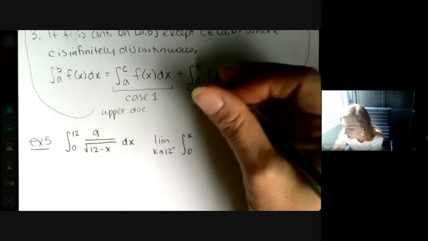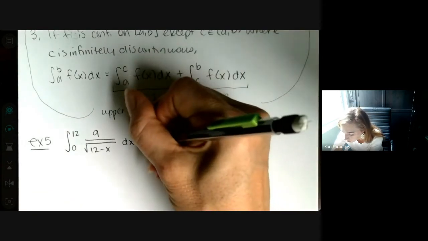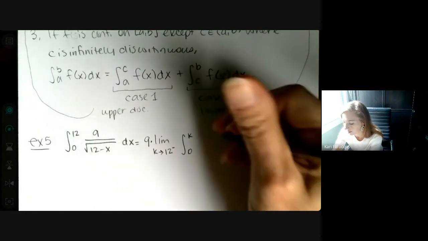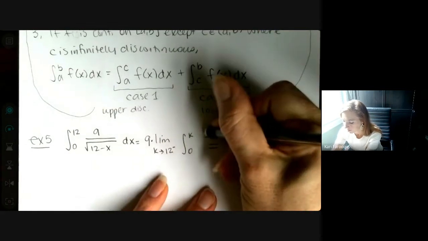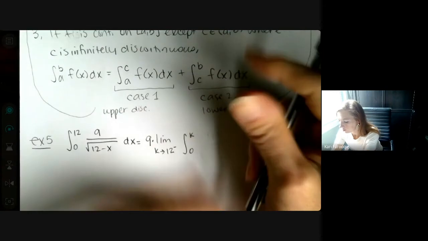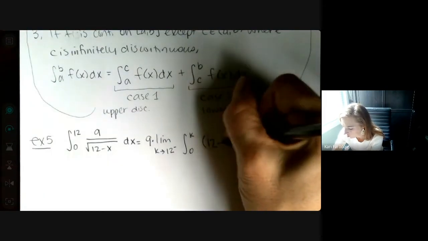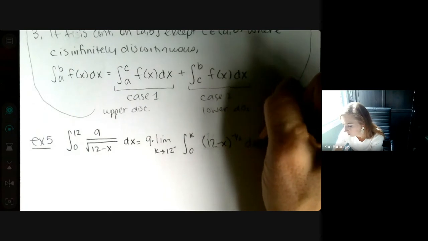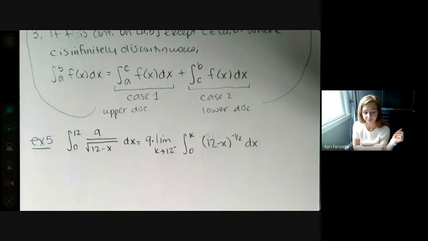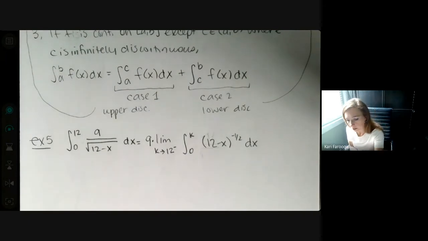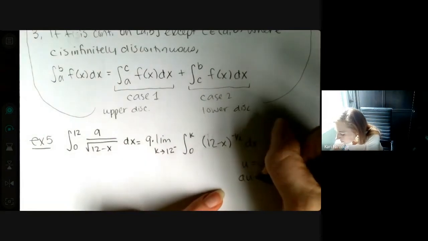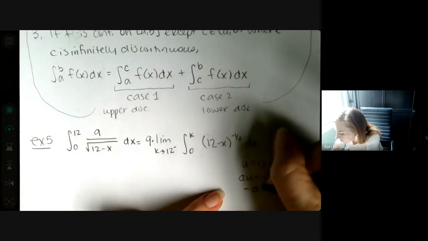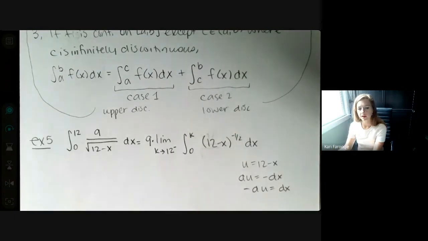So we're going to go from 0 to k. If you want, you can put the 9 in front of your limit, and then you can just write dx over the square root. Oh, you know what you might want to do, actually? This is just going to be a standard u substitution. You can just write this as 12 minus x to the negative half dx. Maybe do that. Just a thought. And then if you let u be 12 minus x, du is going to be negative dx, and negative du will be dx.